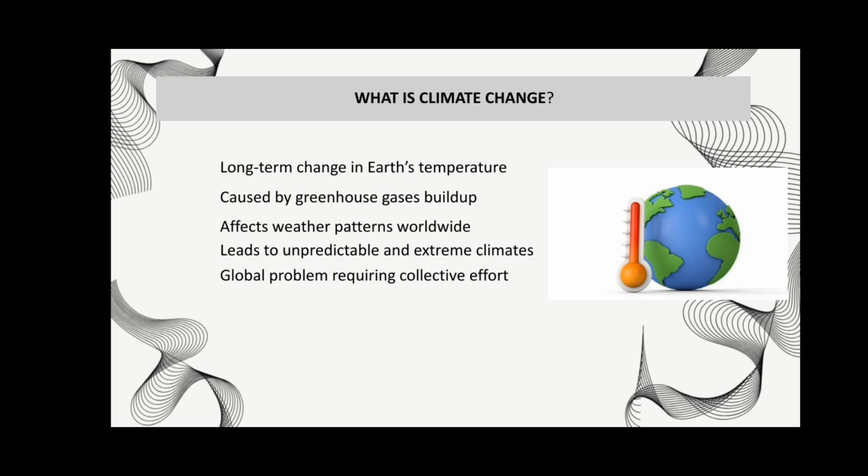It happens because the greenhouse gases build up in the atmosphere and trap heat. This affects weather patterns all over the world, making them more unpredictable. We experience strong storms, longer droughts, and more extreme heat. It's not just one country's problem, it's a global challenge that needs everyone's effort. To understand where it begins, let's move on to its main causes.